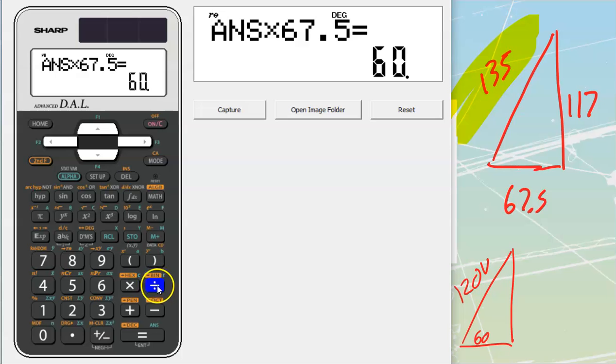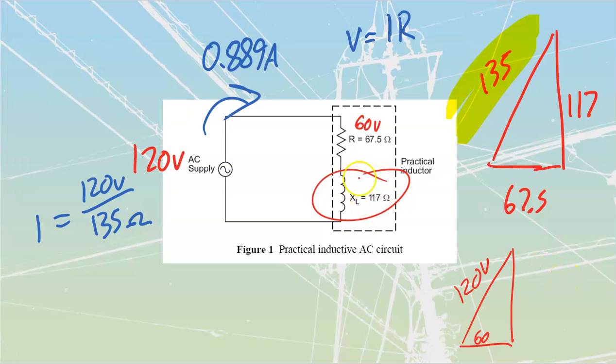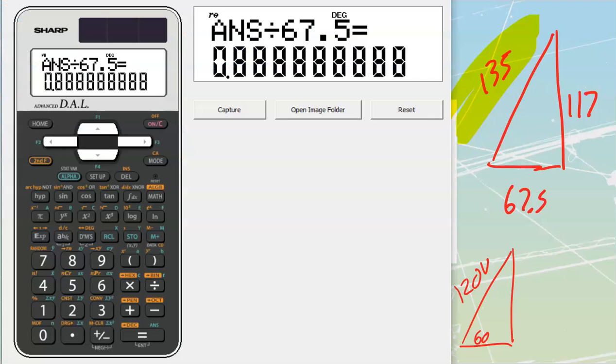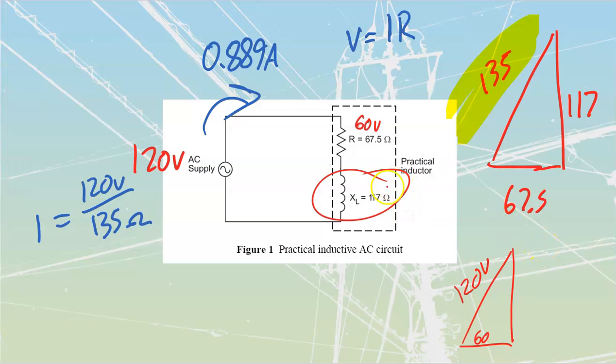So I'm just going to divide by 67.5. I'm just dividing by that 67.5 back out to get back to my original unrounded current. So we've got our unrounded current. We're going to multiply that by 117. That brings me out to a value of 104 volts that I'm going to drop across here. 104 volts. Once again, looking at these two values, it looks like we should have a source of 164, but remember that they're out of phase with each other, which is why we're going to add up to 120 volts.